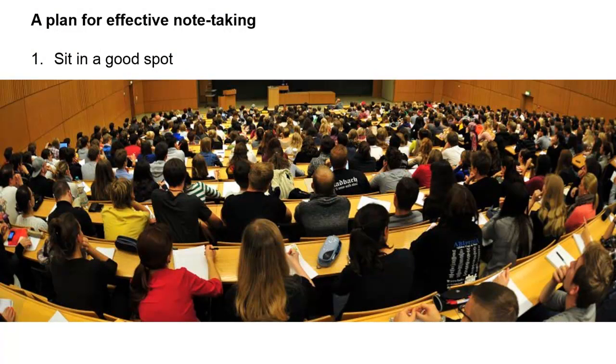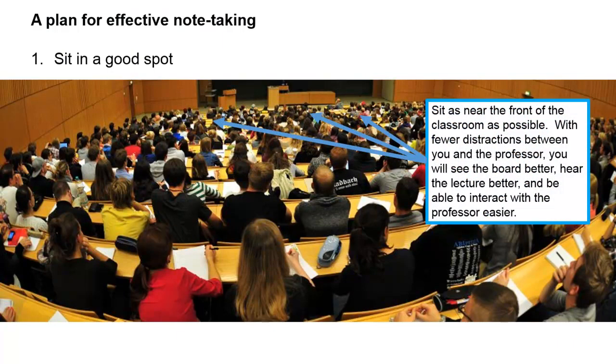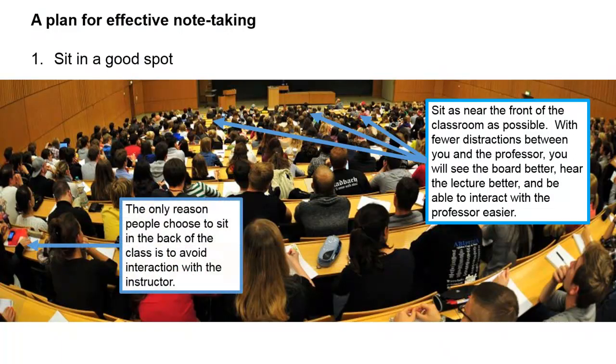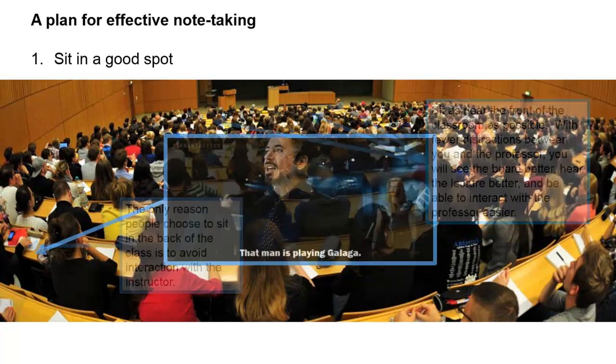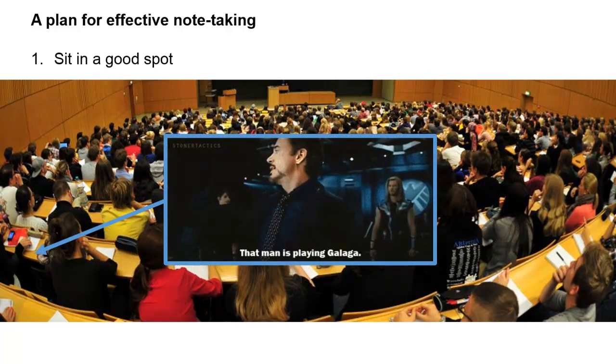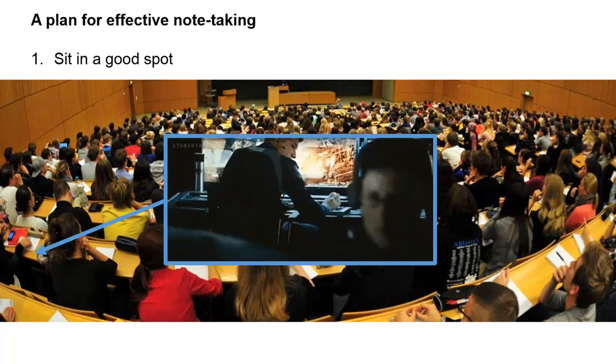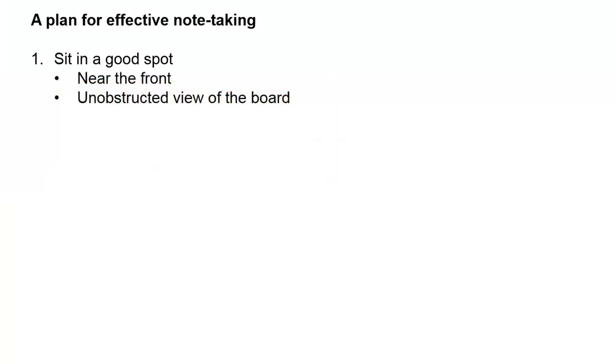Well, no matter what the size of the room is, you want to sit as near the front as possible. With fewer distractions between you and the professor, you'll see the board better, you'll hear the lecture better, and you'll be able to interact with the professor much easier. Let's be honest, the only reason why people sit in the back of a classroom is so that they can avoid interaction with the instructor in the class. And trust me, no instructor falls for that. So, sit near the front, get a good unobstructed view of the board.